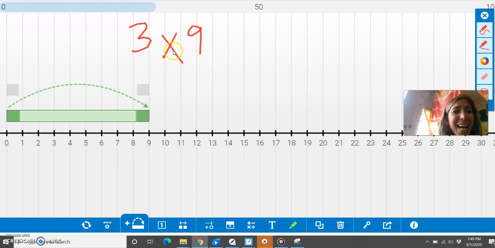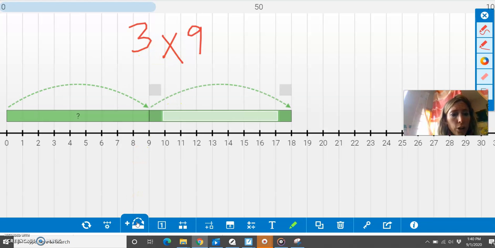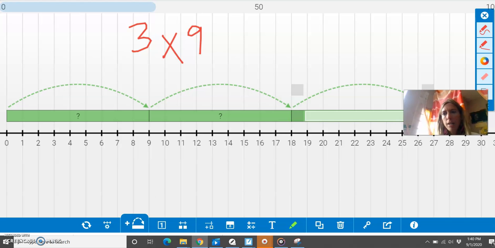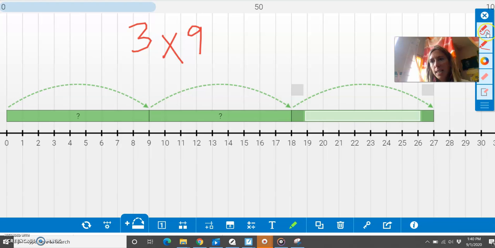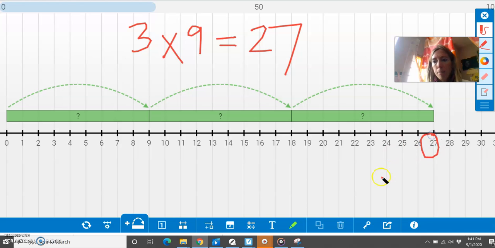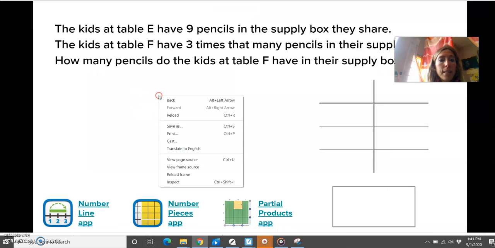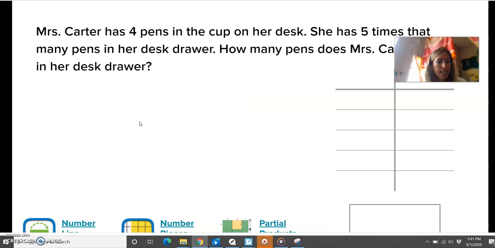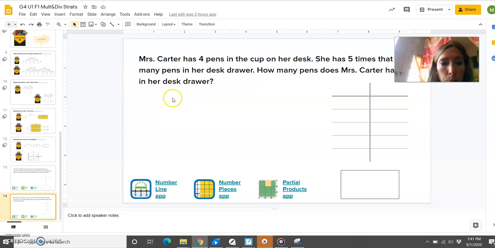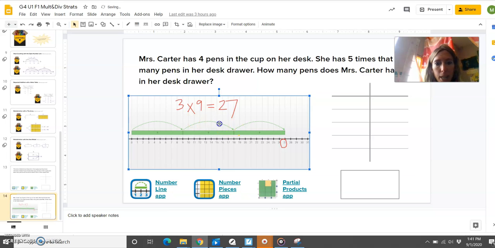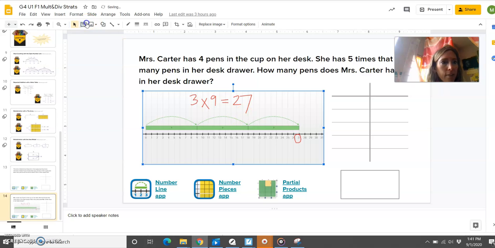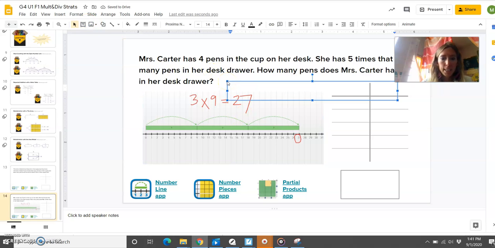But the other table has 3 times that. So I don't just want 1 of it or 2 of it. I want 3 of it. And where did it land? At 27. So I'm going to go ahead and say, there it is, 27. And I'm going to share my work with that share button. Copy that image, right click, copy. Go back to my Google slide and paste it in there. I need to actually escape into not present mode and paste it in. And now I just figured it out. And I can even type in my complete sentence for an answer.